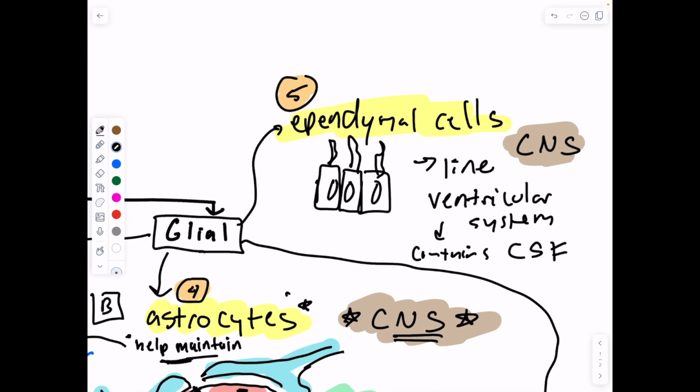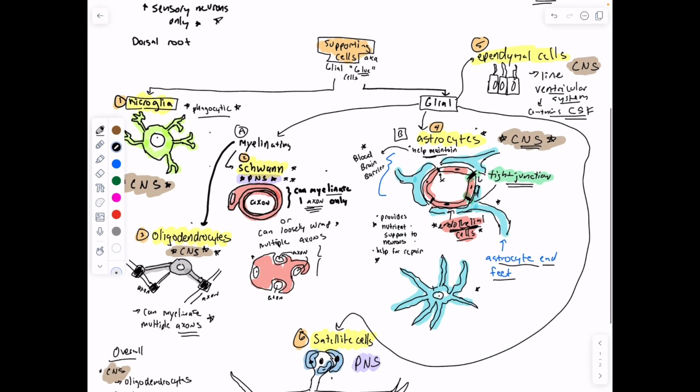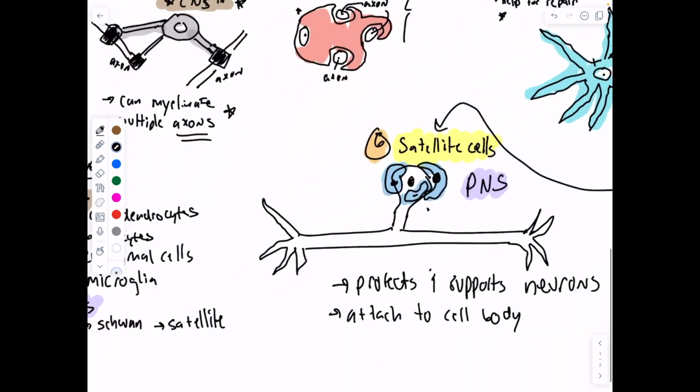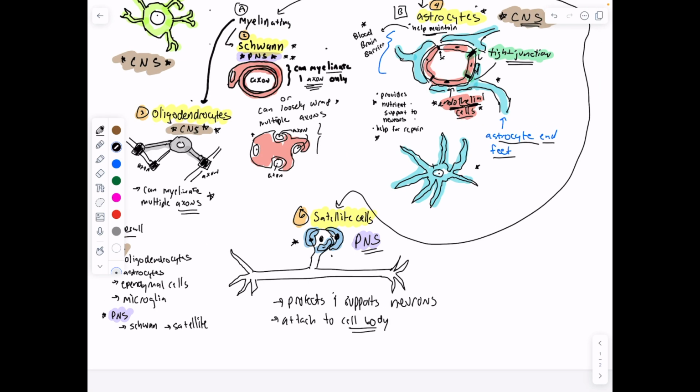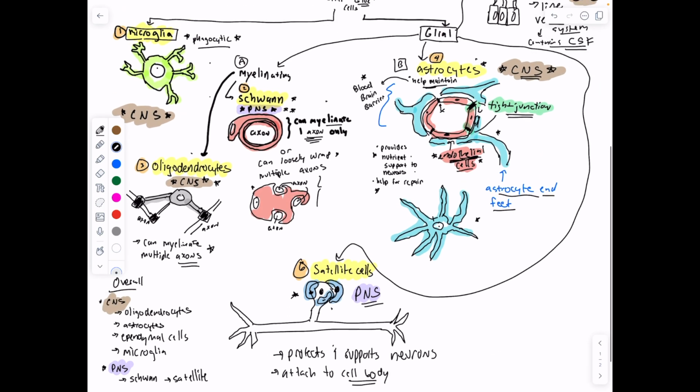Ependymal cells, which line the ventricular system in the brain, and it allows us to contain that cerebrospinal fluid in the central nervous system. And then finally we have our satellite cells. Our satellite cells protect and support neurons in the peripheral nervous system. You can see they attach to the cell bodies of neurons. So they protect and support the neurons, and they attach to the cell bodies.